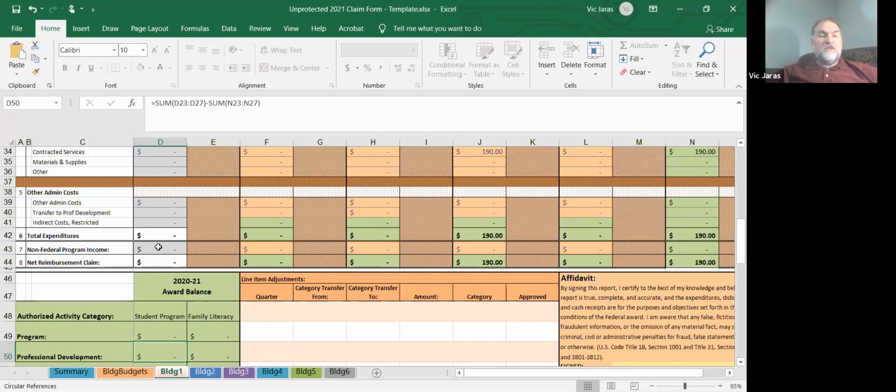And then there's total expenditures, and then finally there's non-federal program income. Now we have that in there for programs that are charging a fee. While it's not illegal, it's not a best practice. And if you're charging a fee, you're going to have to report that and count it as program income. And that money has to be spent before you can be reimbursed with federal dollars. It's a lot of extra work, both collecting the money and reporting on that money. And really, it's not worth it.